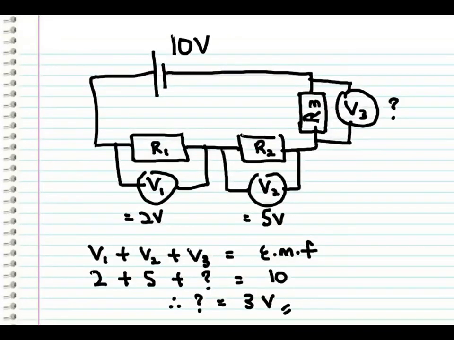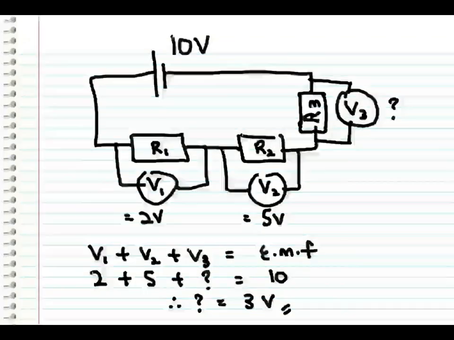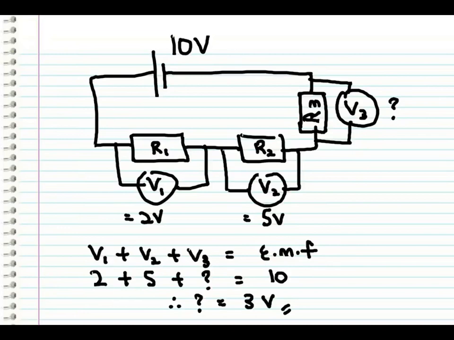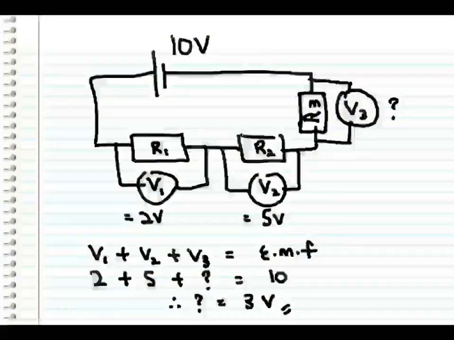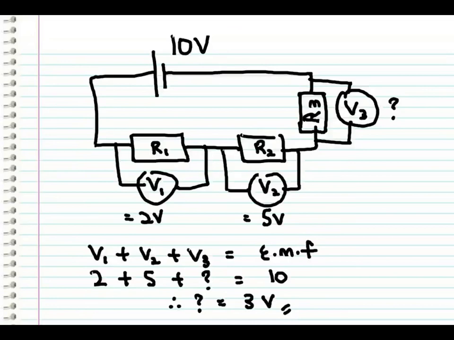In this example, the EMF of the battery is 10 volts and the potential difference across R1 and R2 is 2 volts and 5 volts respectively. So what is the potential difference across R3? If you apply what you just learned, the sum of potential differences in a series circuit is always equal to the EMF of the battery. Therefore, V3 is 3 volts.